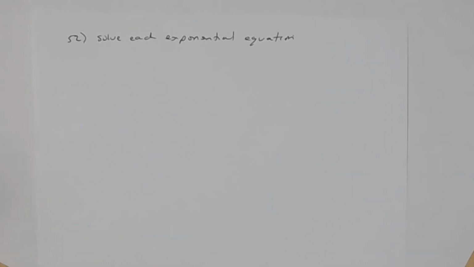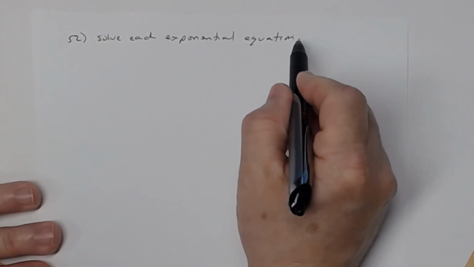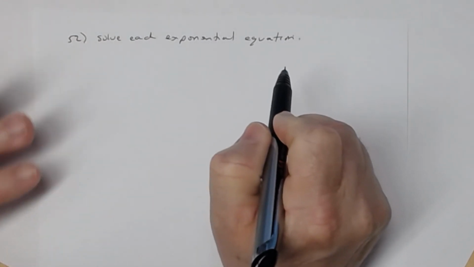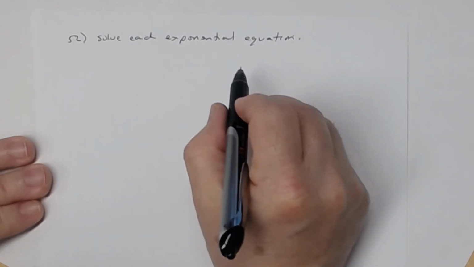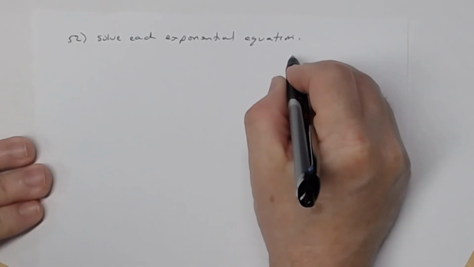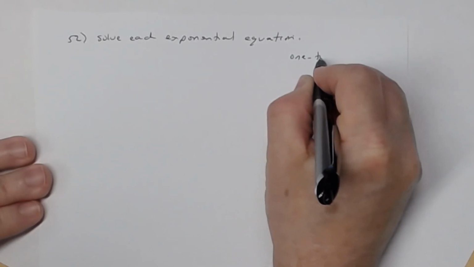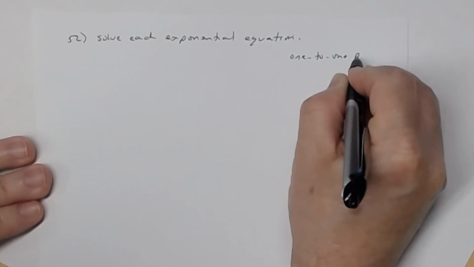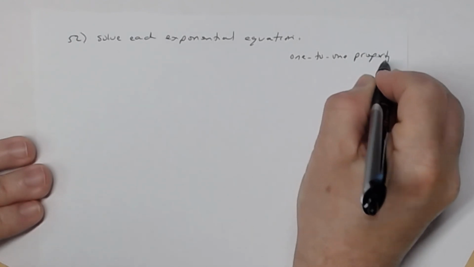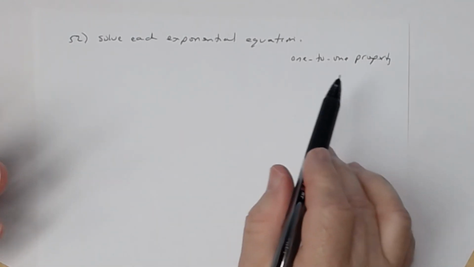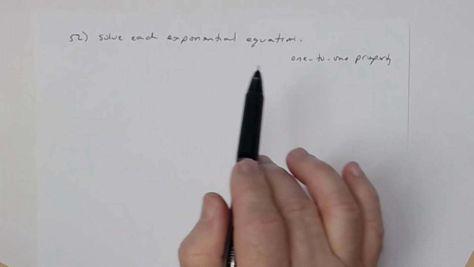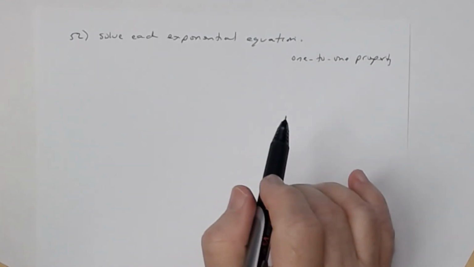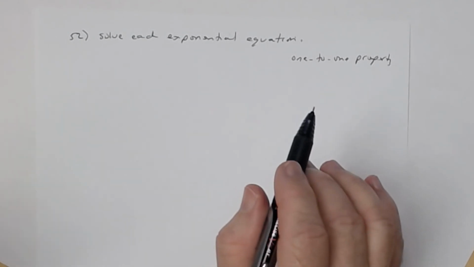Alright, so we're going to look at solving exponential equations, and the exponential equations that we're going to solve here in number 52 will be exponential equations which you can solve by using what's called the one-to-one property. Now, to help us understand how the one-to-one property applies with exponential equations, let's look at a very simple problem first of all.